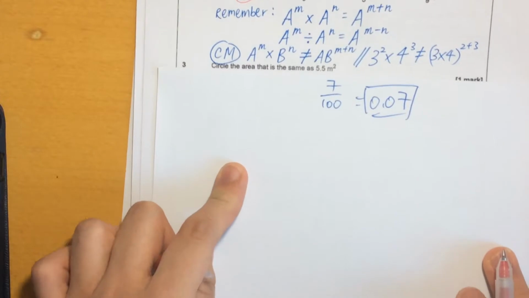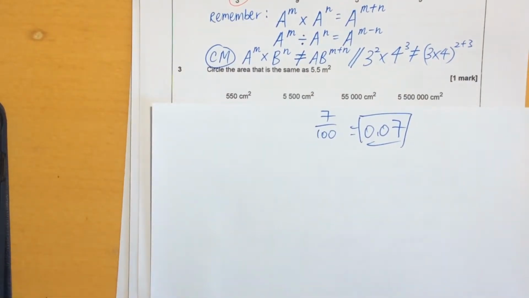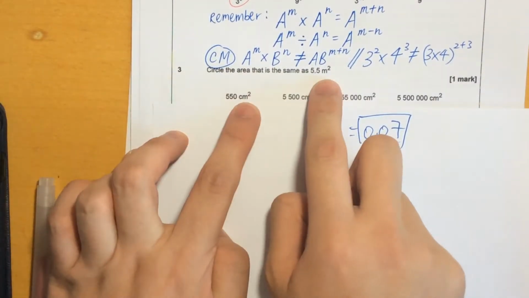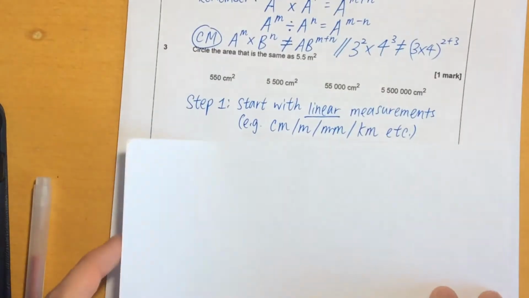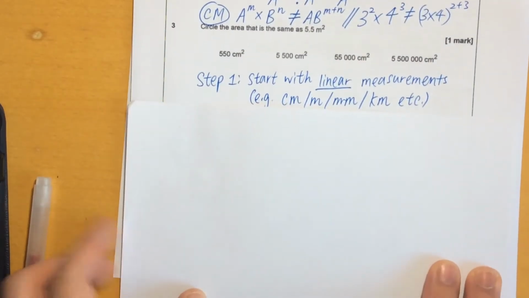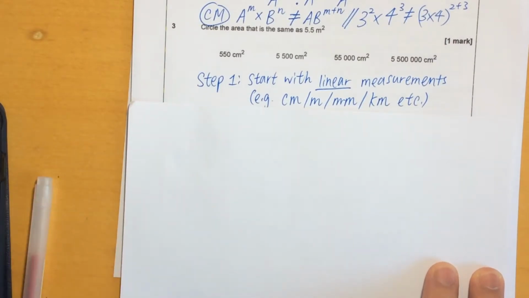Okay, now for question 3. This is actually slightly more complicated, just a bit though. They want you to circle the area that's the same as 5.5 meters squared, but this time in cm squared. So the first thing you need to do is, you can see that there are different units, right? So first of all, start with your linear measurements. That means what you do with your ruler, you just measure the length, right?